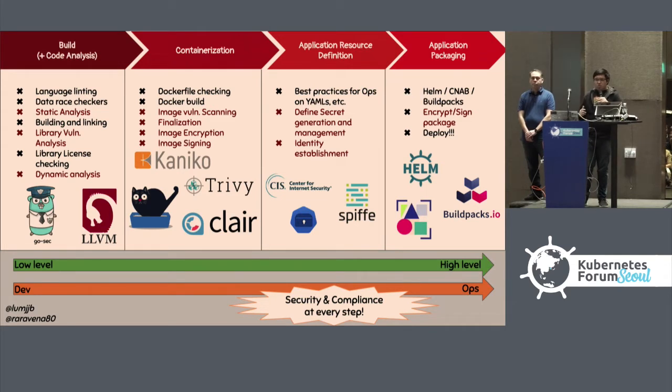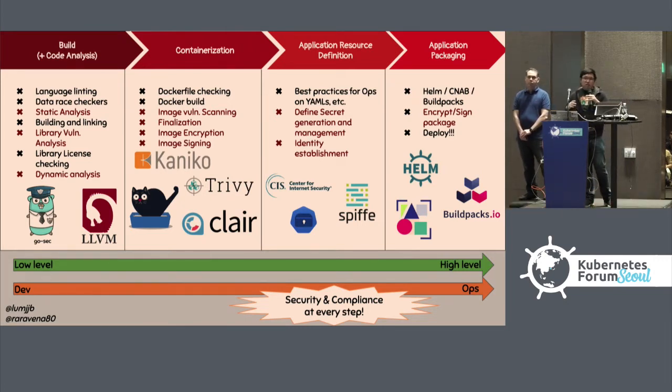So in this case, you would do the Docker build, you do image scanning, image encryption, image signing over here. And that gives you a container image. But an application is not just a container image, right? We need to say, OK, how do we deploy the application and so on? Which brings us to application resource definition. So this is where you define how an application is deployed.